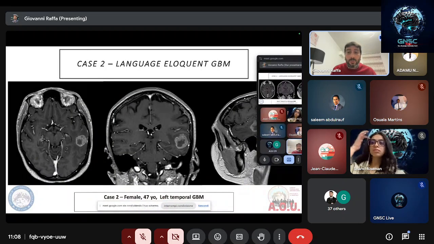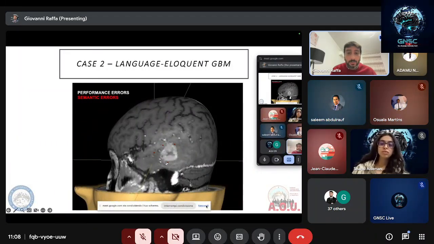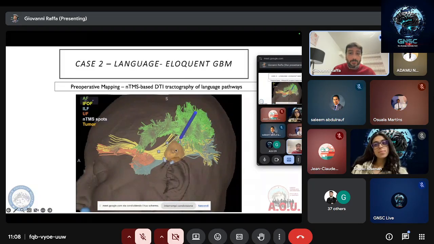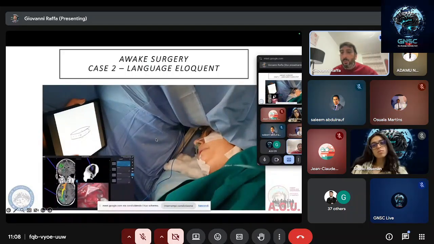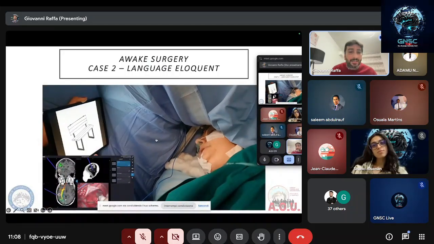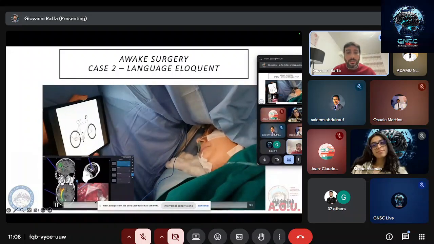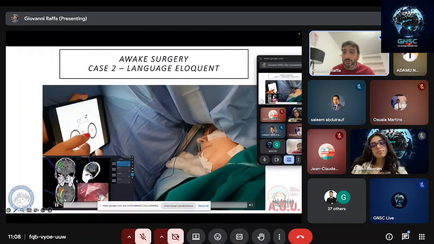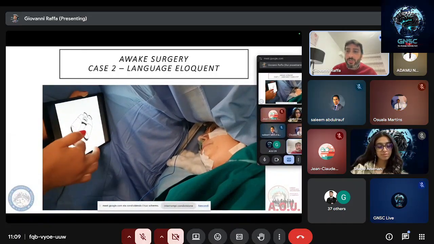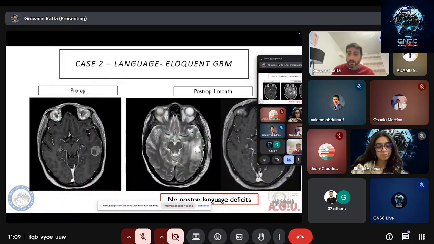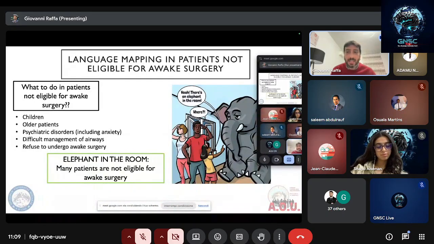This is another case of a language eloquent tumor. You can see here the mapping that I showed you before. The lesion is surrounded by cortical eloquent spots and is close to some important language fascicles. So we went with surgery using our information during surgery to perform a faster and safer surgery, and in the end the resection was complete with no postoperative language deficits.